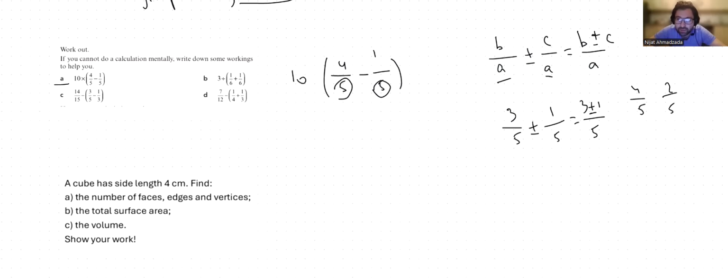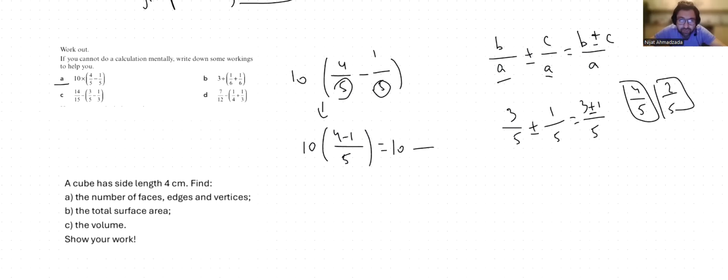Okay, that's it. So now the same thing here, 10 times 4 over 5 minus 1 over 5: 4 minus 1 over 5. Then it means 10 times 3 over 5. So 10 times 3 over 5, well, it is over 5, so you have to divide by 5. 10 divided by 5, multiplied by 3, is 6. Or 10 multiplied by 3 is 30, divided by 5, same thing. 30 divided by 5 will again give you 6. So this one is 6.